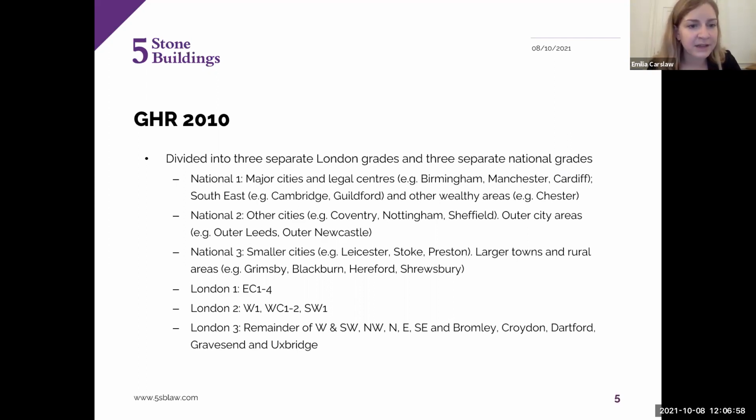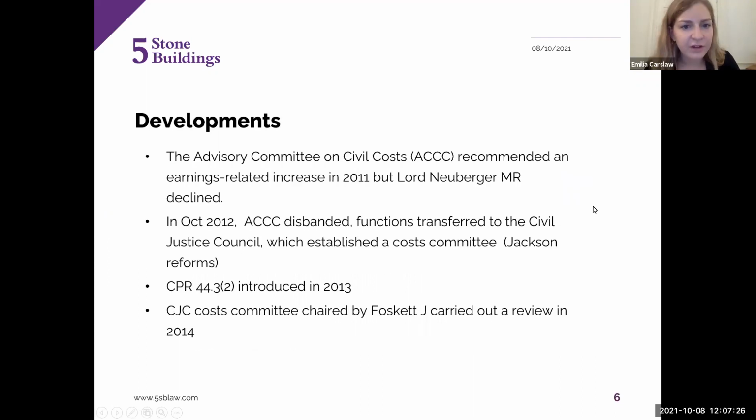London was also split into 3 grades. It was split by postcode. So London 1, EC1 to 4, which is essentially the City. London 2, W1, WC1 to 2, and SW1. And then London 3 was everything else, including places like Bromley and Croydon, Dartford. Could you go to the next slide, please?